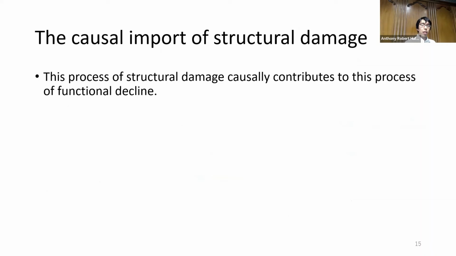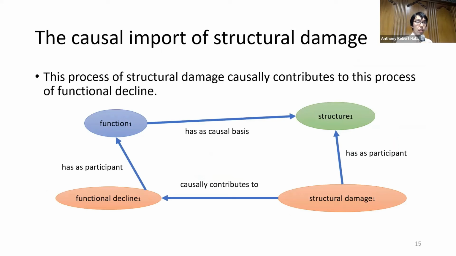Then, by assuming so, we can analyze the causal inputs of structural damage. Let's suppose that this process of structural damage causally contributes to this process of functional decline. Then this process of functional decline involves some function, and this function has as causal basis, let's say, some structure. And in this process of structural damage, this structure is being damaged.